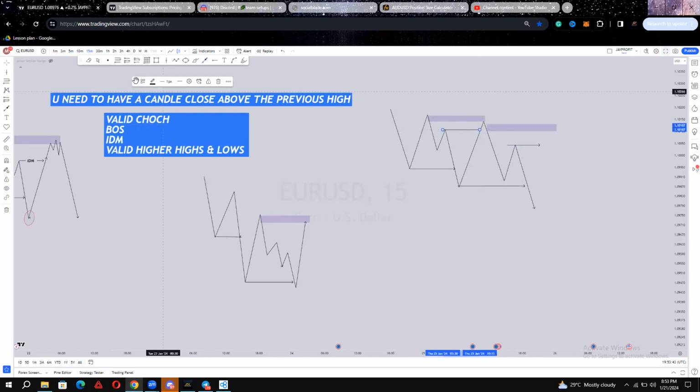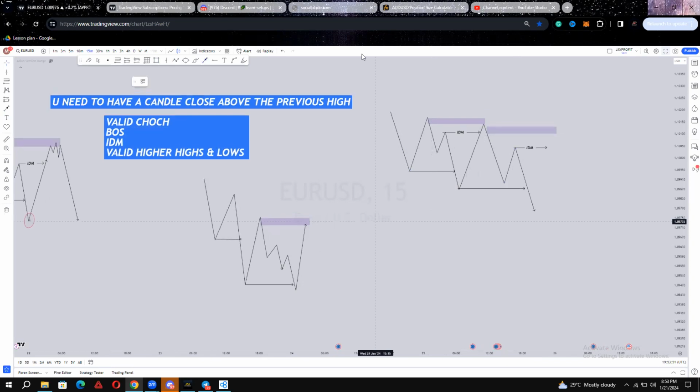This is an unmitigated POI. So basically, we are expecting that price will come to mitigate that POI. Now, for you to confirm a valid change of character, you basically need price to take out this inducement.